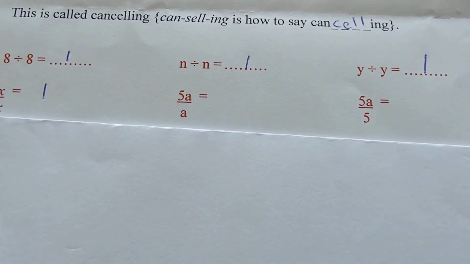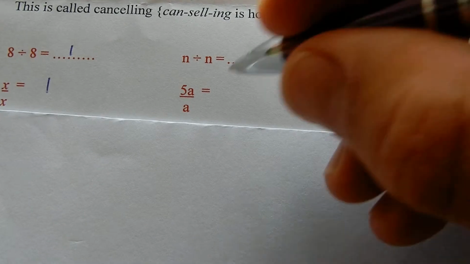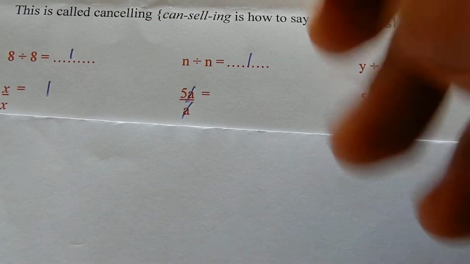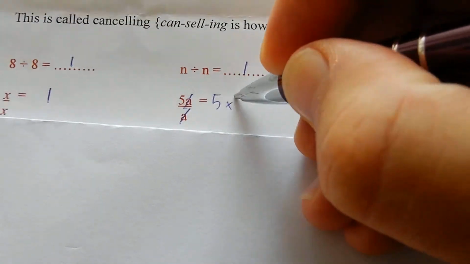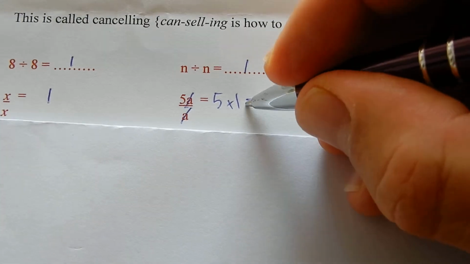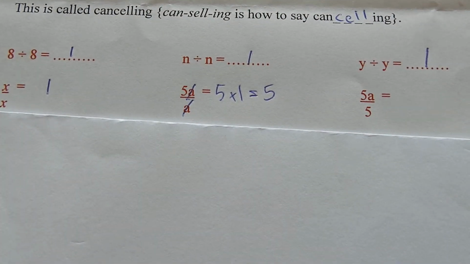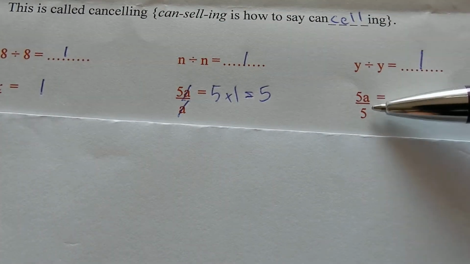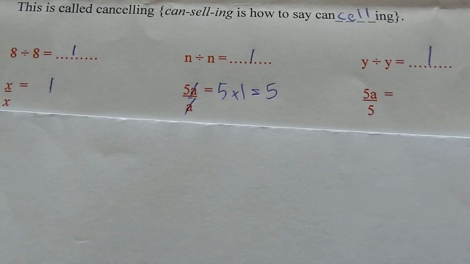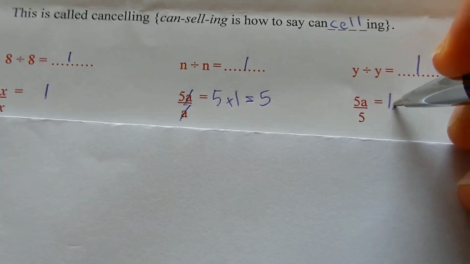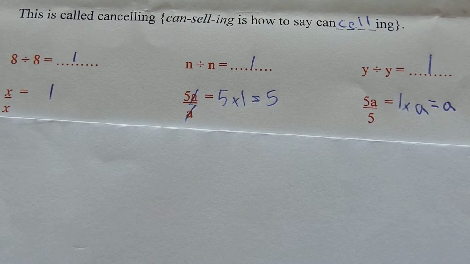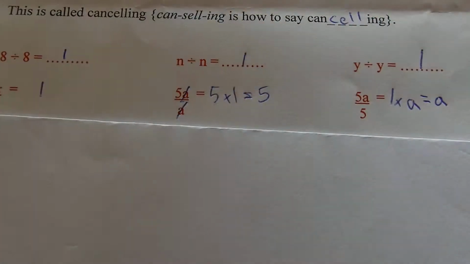5a divided by a. Now the a's cancel. a divided by a is 1, so that's 5 times 1 equals 5. Okay, and here we've got 5 divided by 5 times a. 5 divided by 5 is 1 times a. 1 times any number gives you the number back. It's how the 1 times table works.